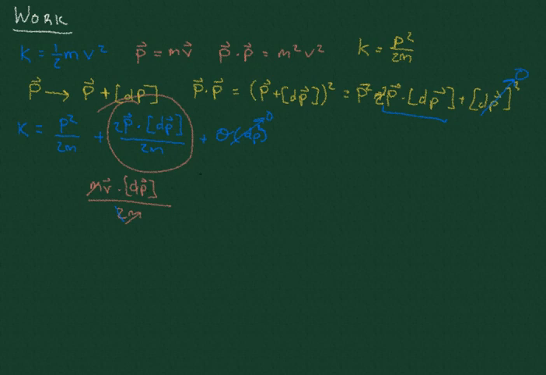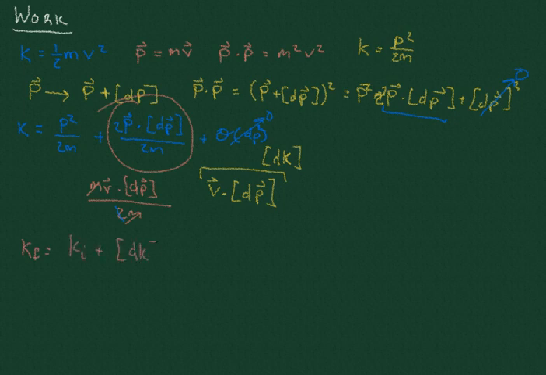Okay? And so your book defines this quantity, v dot dp, as k work. So an infinitesimal change in the kinetic energy. So in other words, our final kinetic energy is equal to our initial kinetic energy plus k work, this small amount of energy added.